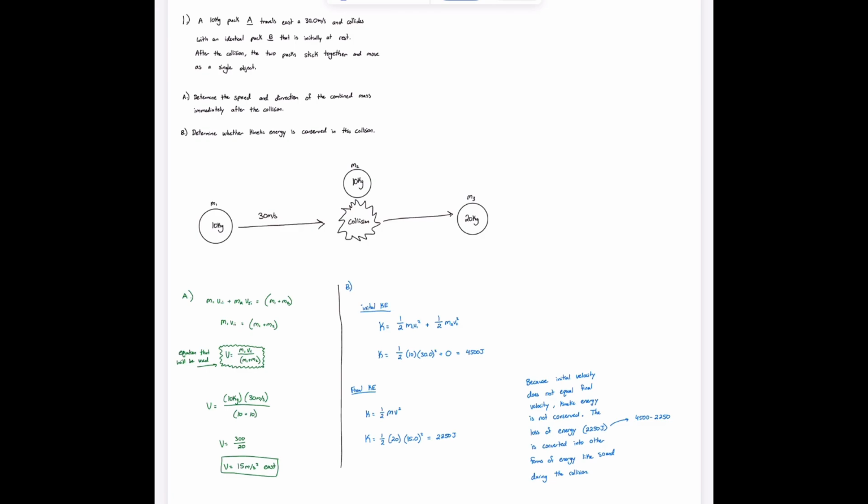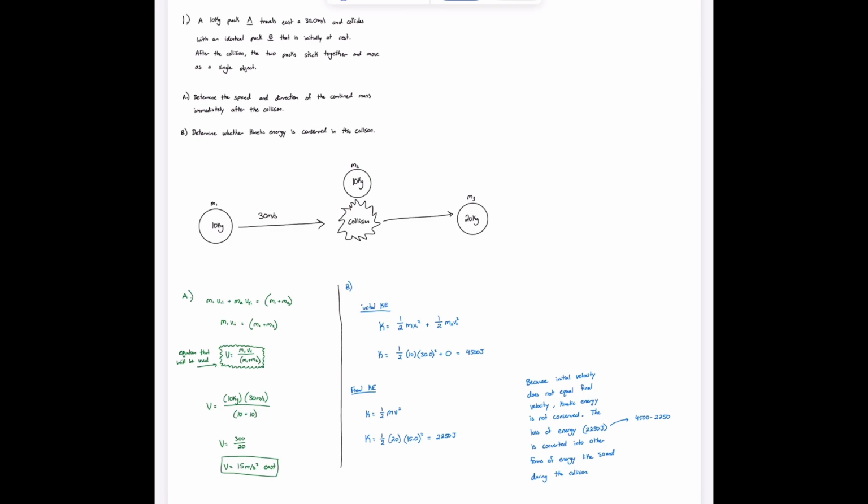Now they stick together, so the total mass afterwards is 10 plus 10, which is 20 kilograms, which is seen here. Since momentum has to stay the same, I set the total momentum equal to the combined masses times their final velocity. So I divide 300 by 20, and that gives me 15 meters per second east.